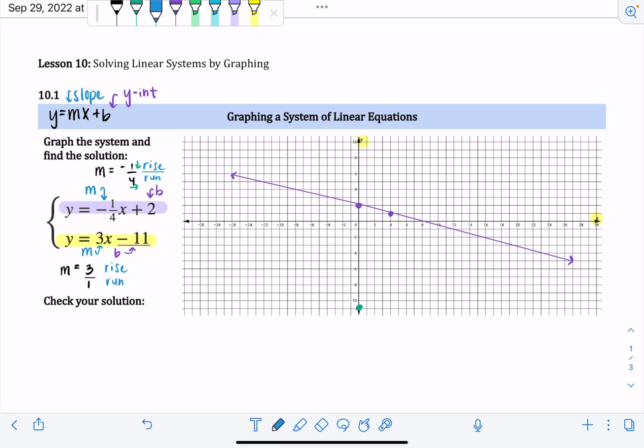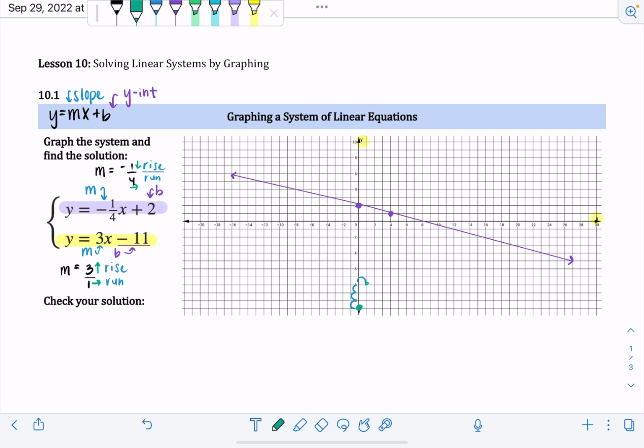And then my slope was a positive 3, so I don't need to add a negative or anything like that, they both stay positive. So if my rise is 3, I'm going to go up 3 since it's positive 3. My run is 1, so I would go right 1 since it's positive 1. So I would go up from negative 11 up 1, 2, 3, and then right 1 right there.